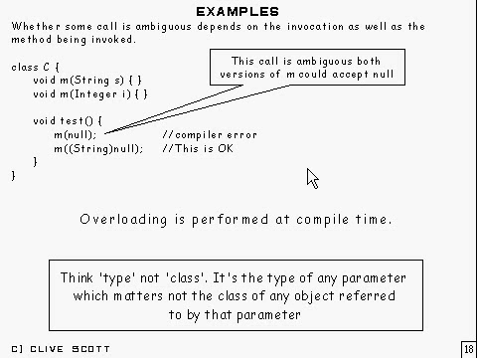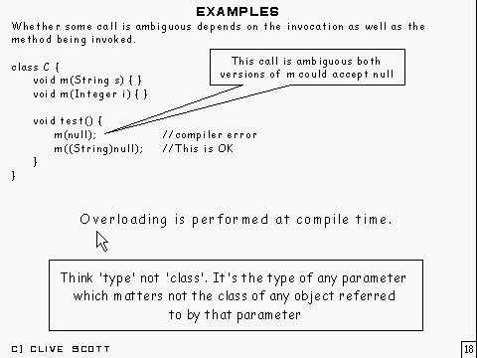Alright, just to illustrate a couple of points. Whether a call is ambiguous or not depends on the method invocation as well as the method being invoked. We've got method M here, one that takes a string and one that takes an integer. And if you pass in null, it can't distinguish between them, because both are acceptable, so that's ambiguous, and you'll get a compiler error. If you cast it to string, however, that's quite okay. It'll select that one, of course.